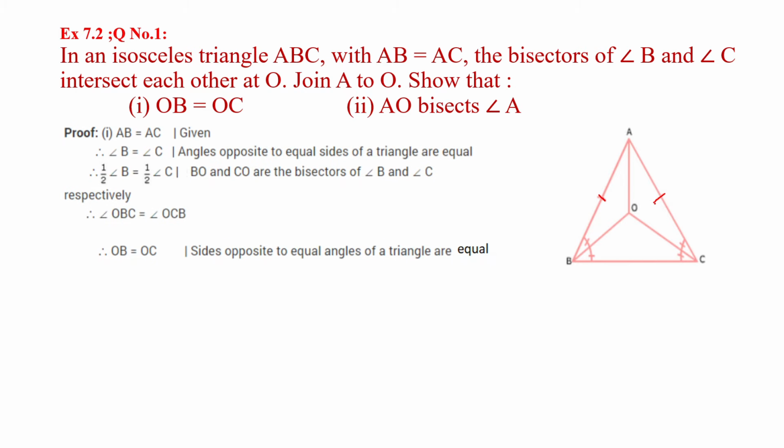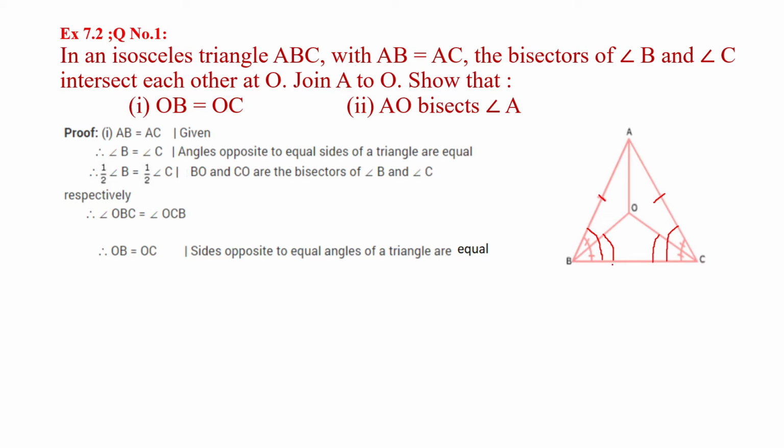We know angles opposite to equal sides of an isosceles triangle are equal. If two sides are equal, angles opposite to equal sides are equal. If AB is equal to AC, angle opposite to AC is angle B and angle opposite to AB is angle C. These two angles are equal. If angle B is equal to angle C, then half of B is equal to half of C, because BO and CO are bisectors of angle B and angle C. So half of B is what? Angle OBC. And half of C is what? Angle OCB. So angle OBC is equal to angle OCB.